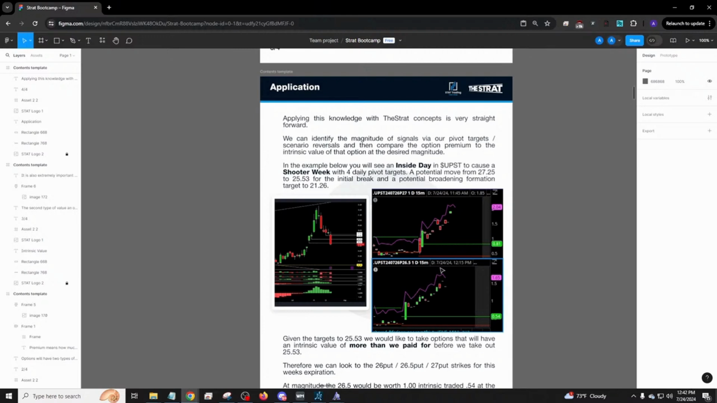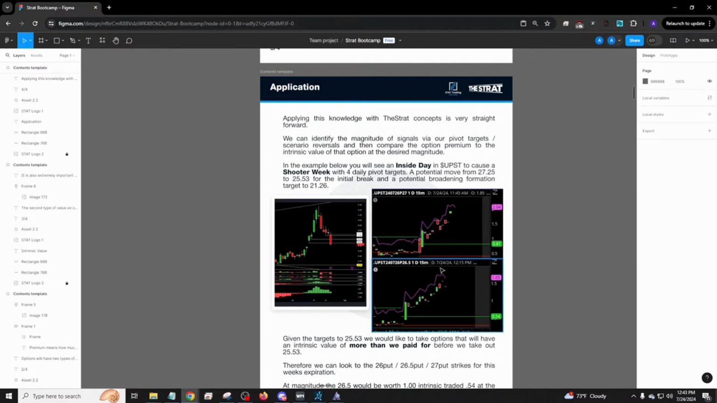Then you look at the options chain and you say, well, these close trading at $1. If it goes to this target, they're worth intrinsically $3. That's a good trade. The other type of trade there is maybe your target is to move $5 and you have to pay $5 for the contract.